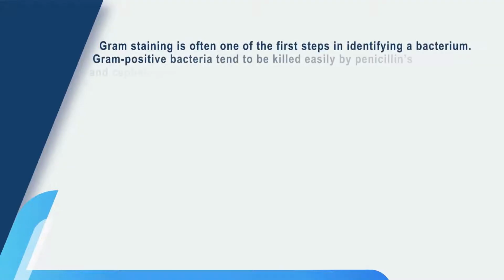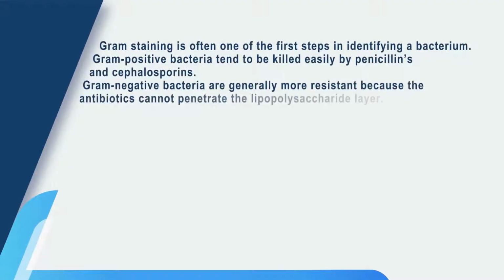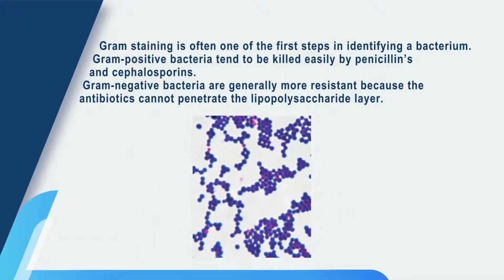Gram staining is often one of the first steps in identifying a bacterium. The gram reaction of a bacterium can provide valuable information for the treatment of disease. Gram-positive bacteria tend to be killed easily by penicillins and cephalosporins. Gram-negative bacteria are generally more resistant because the antibiotics cannot penetrate the lipopolysaccharide layer. Some resistance to these antibiotics among both gram-positive and gram-negative bacteria is due to bacterial inactivation of the antibiotics. In addition, a particular disinfectant may work against a gram-positive bacterium, but not one that is gram-negative.